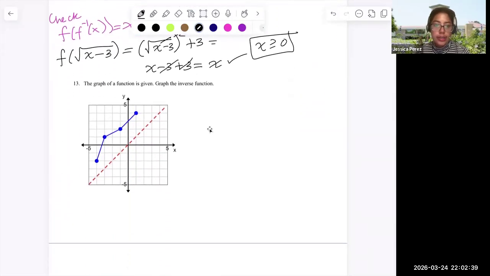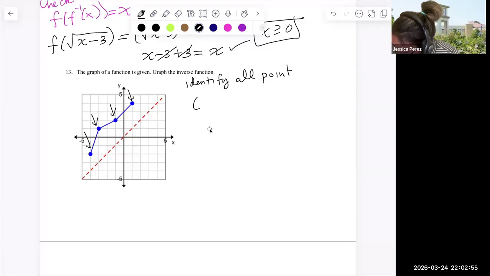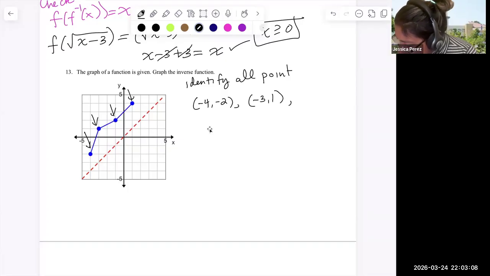Now, the last question is the graph of a function is given, graph the inverse. Well, first, let's start by identifying the points that were given. So identify all points. The first point is going to be -4, -2. And then we'll have the point -3, 1. And then we'll have -1, 2. And then we have the point 1, 4.